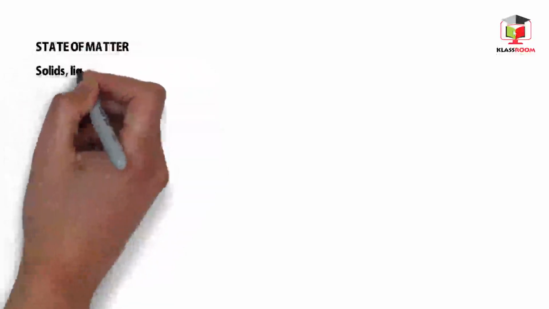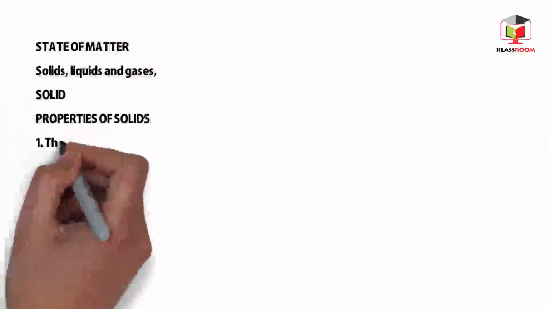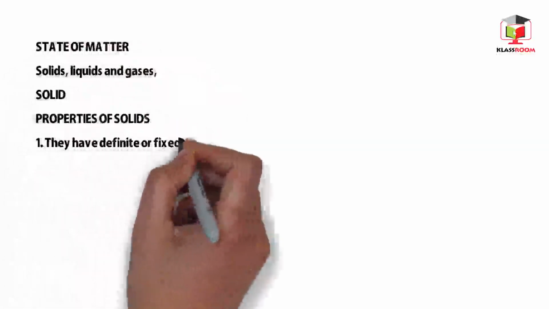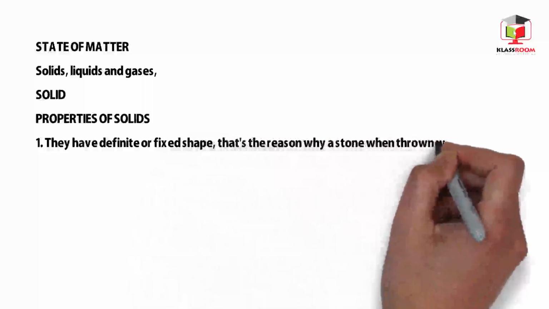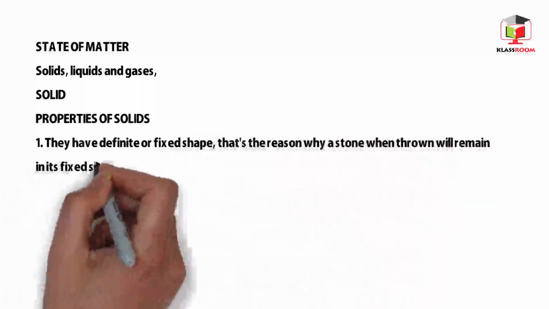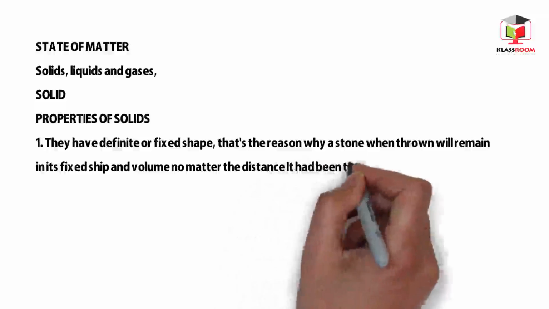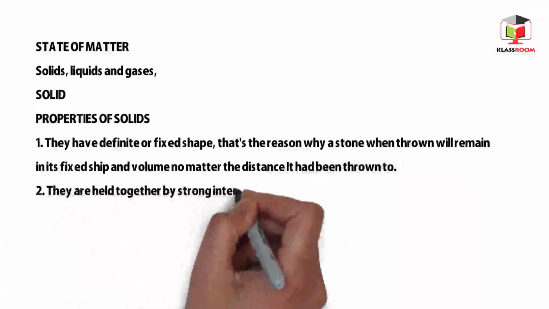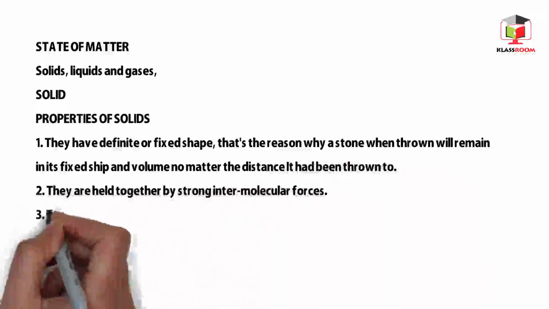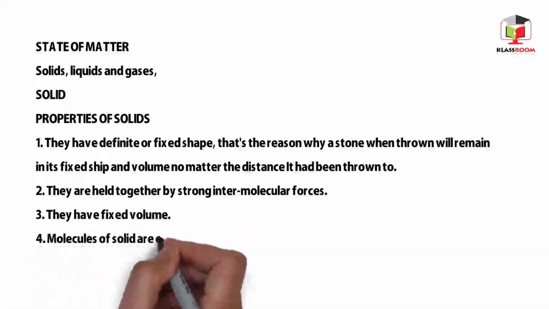States of matter. Solids, liquids, and gases. Solid. Properties of solids are as follows. They have definite or fixed shape. That's the reason why a stone, when thrown, will remain in its fixed shape and volume, no matter the distance it has been thrown to. 2, they are held together by strong intermolecular forces. 3, they have fixed volume. 4, molecules of solid are closely packed.